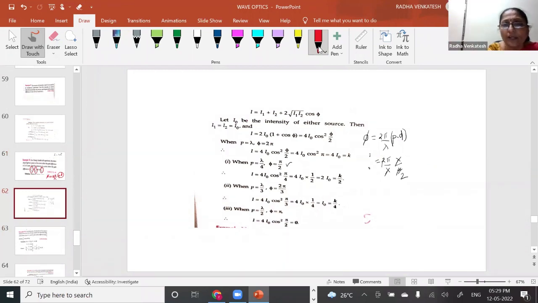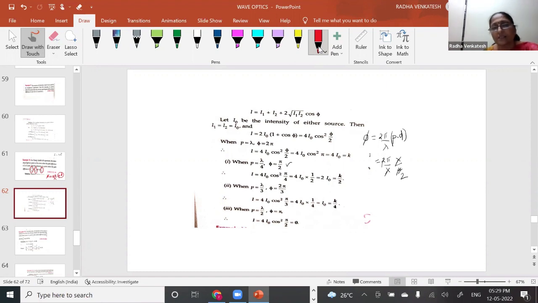So now here you can use your formula: I1 plus I2 plus 2 root I1 I2 cos phi. We have found out phi for each case, so substitute it and get your answer. And if it is YDSE, remember your I1 is going to be equal to I2. It is going to be written as I0. So I can very well do that and get my answer. Are we clear?